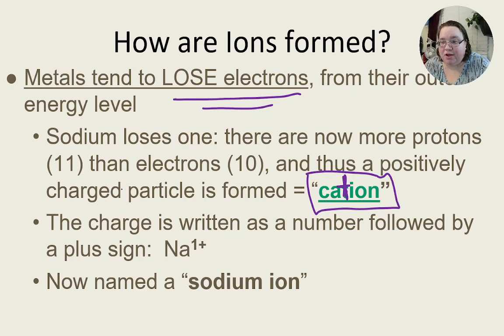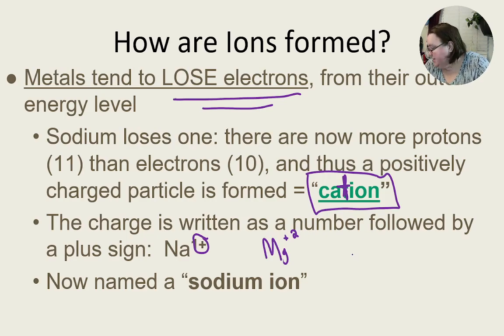Group 1 is all going to form a +1 charge because they all have 1 valence electron to lose. So sodium with a +1 charge is just called sodium ion. Group 2 is going to form a +2 charge because they're going to lose their 2 valence electrons. So Mg +2 is magnesium ion.